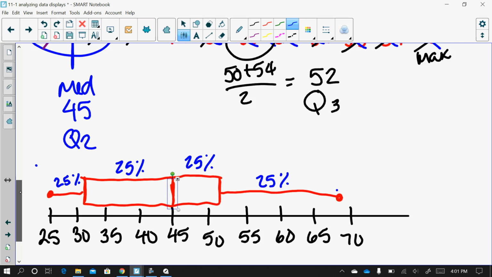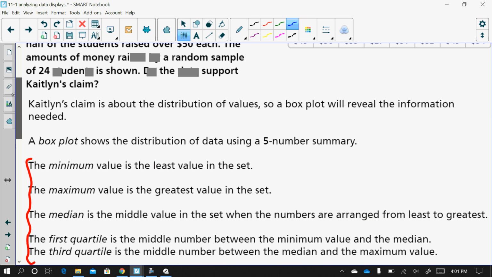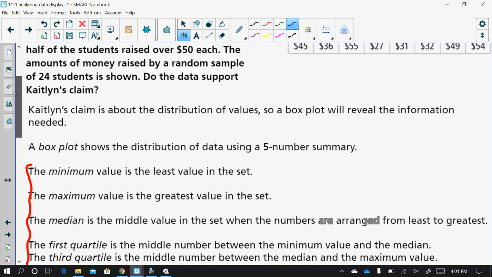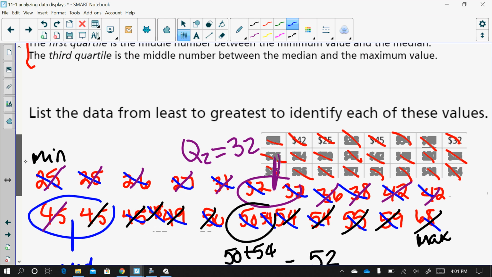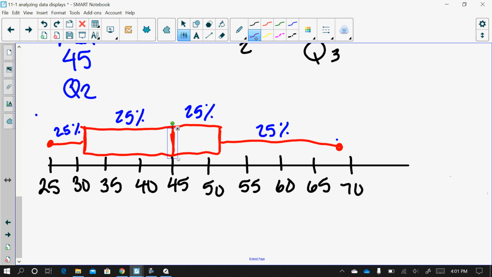So let's answer her question. Does the data support her claim? She claims that more than half of the students raised over $50. Well, let's go to $50. 50 is right here. I have to have 50% or more of those students above that.